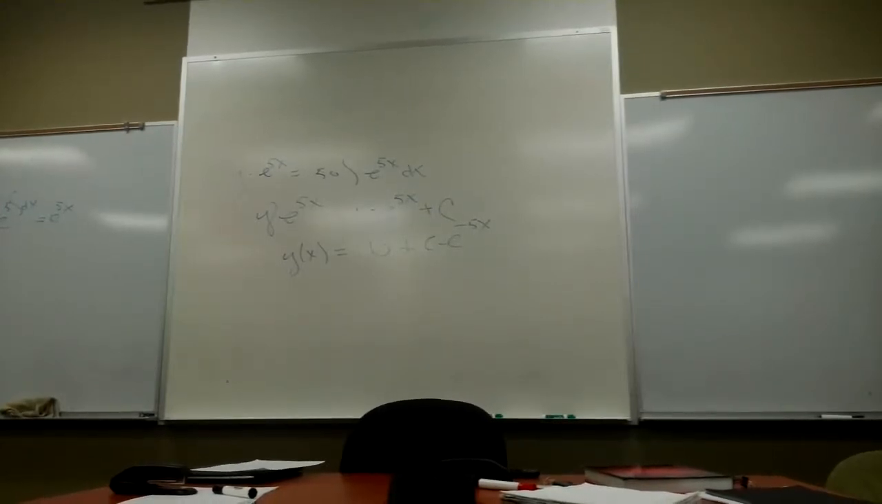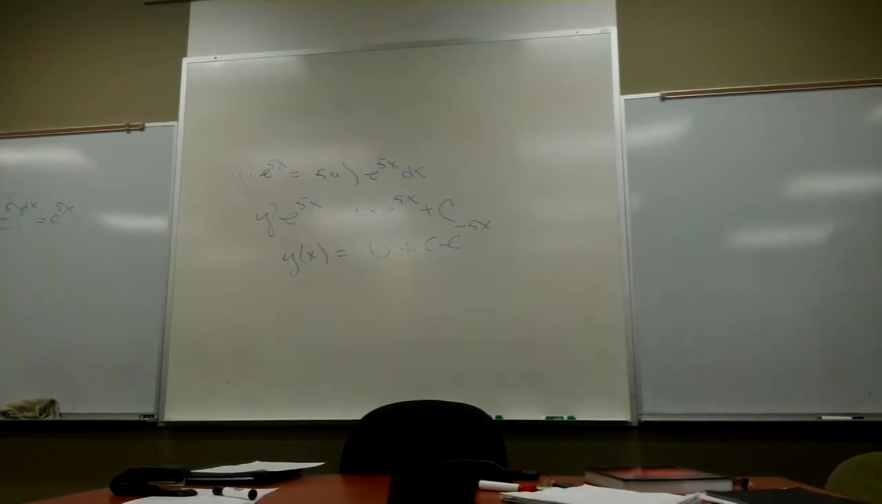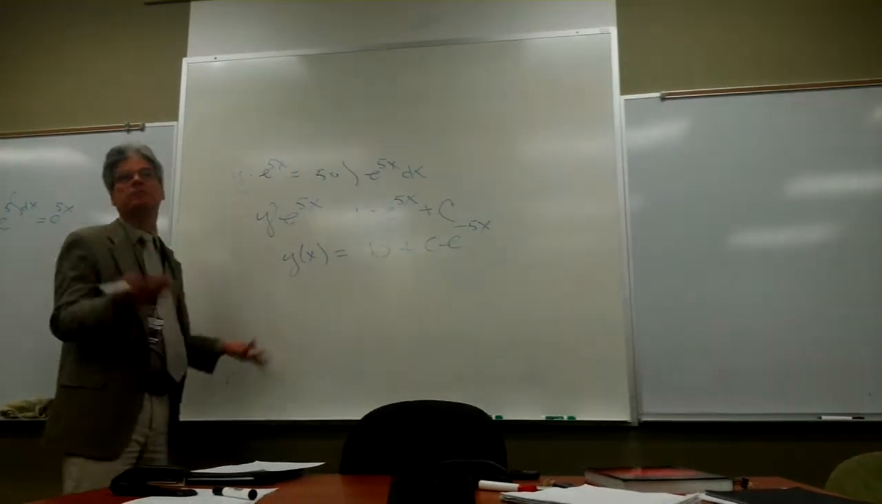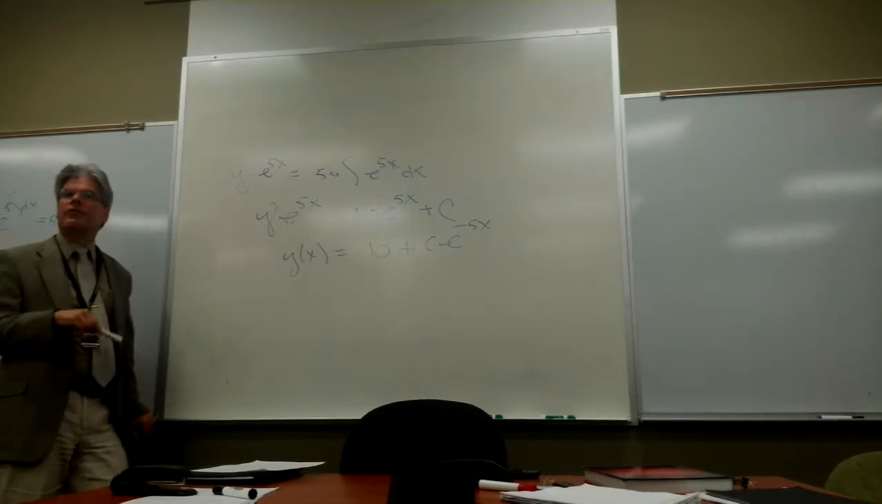Are you there? Okay. Yes, sir. So e to the negative 5x comes from dividing by e to the 5x on both sides, or if you don't like the way of saying that in English, say this: we'll multiply both sides by e to the negative 5x to get rid of it. Same thing.